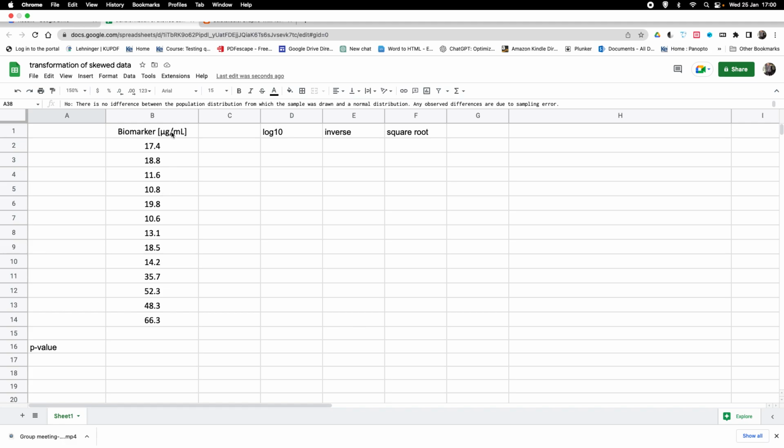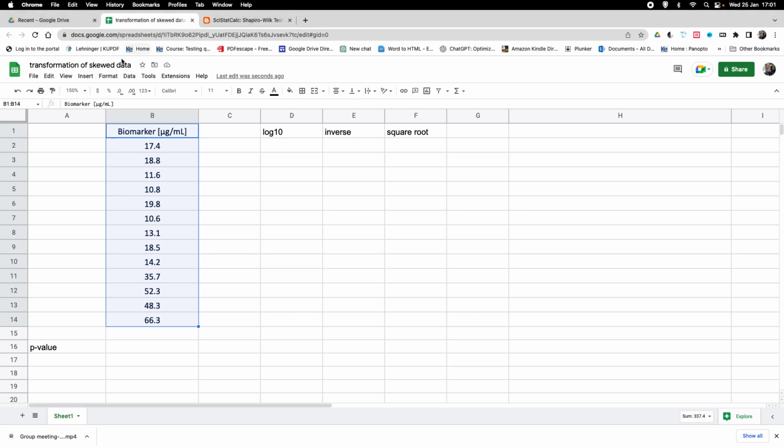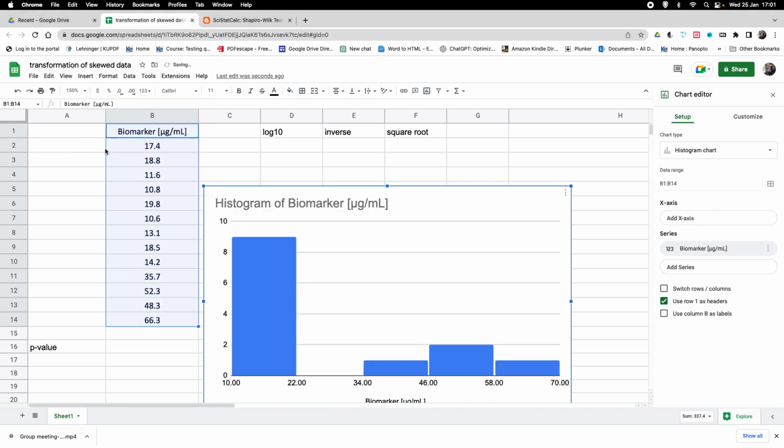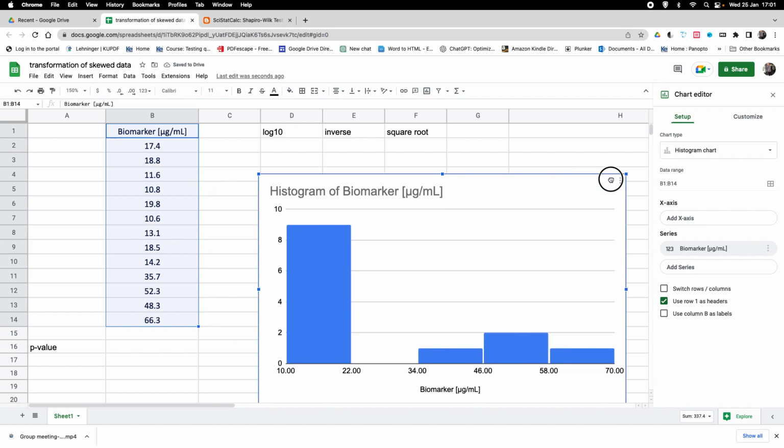And we can easily test that. We can draw a histogram for the data. I'm here in Google Sheets, but it works exactly the same in Excel. So we highlight the cells and go to Insert. Here, go to Chart, and Google Sheets draws a nice histogram for us.